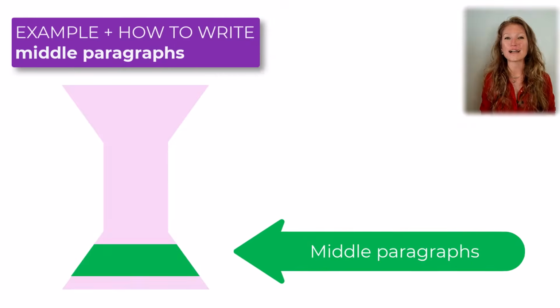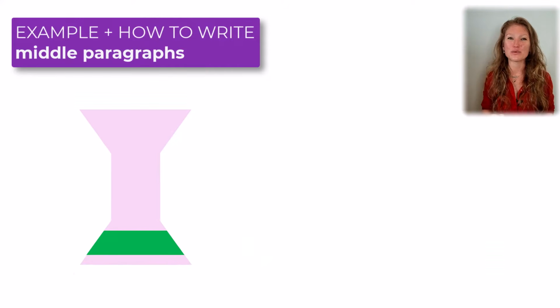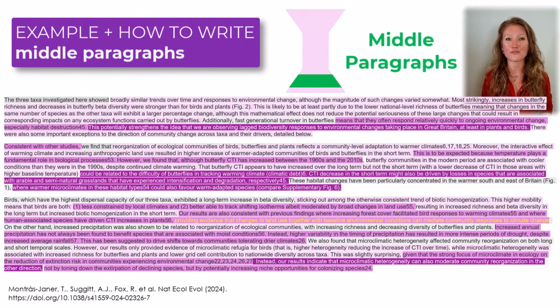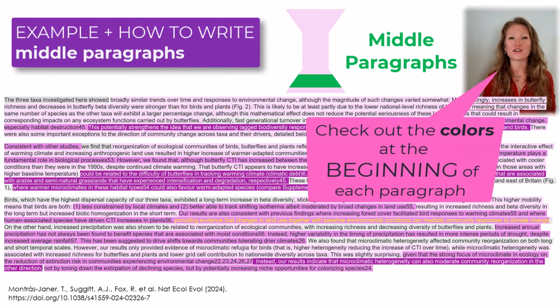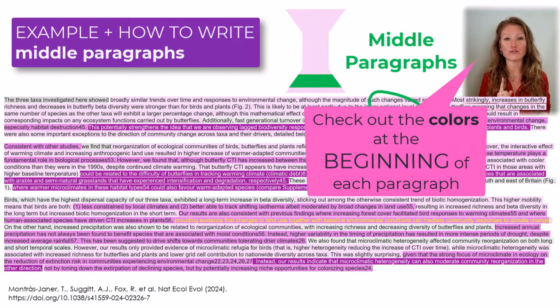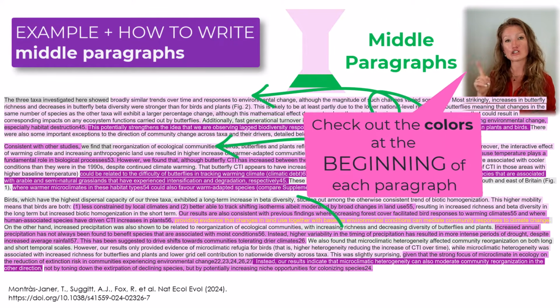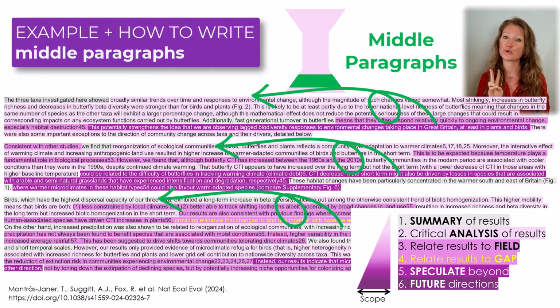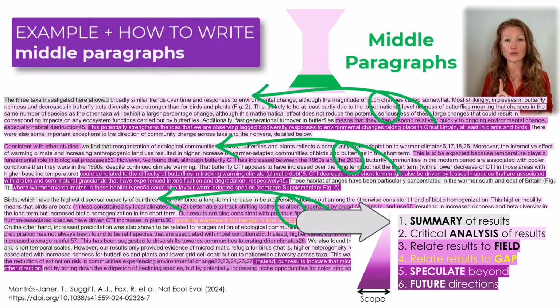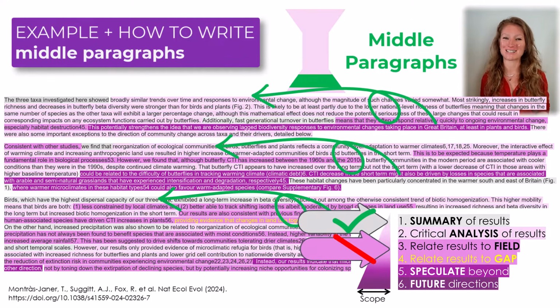Now, let's move back to those middle paragraphs. This example here shows 3 middle paragraphs taken from the discussion section of a different research paper, and we're going to walk through how to set up these paragraphs. The first thing that I want you to notice here is every single one of these paragraphs starts with one of the first 2 colors or the first 2 parts of our discussion section. So either summary of results or critical analysis of those results. Notice what it does not start with, and that is the field.